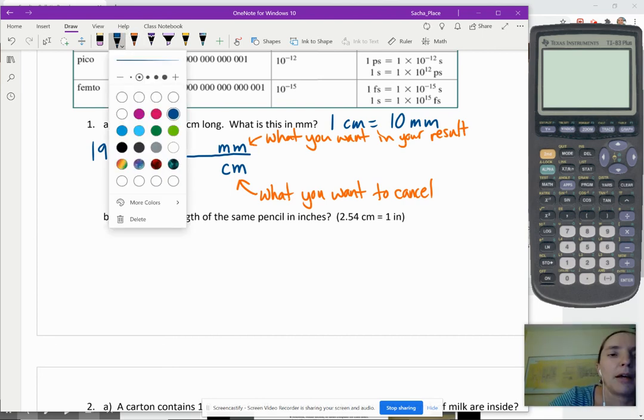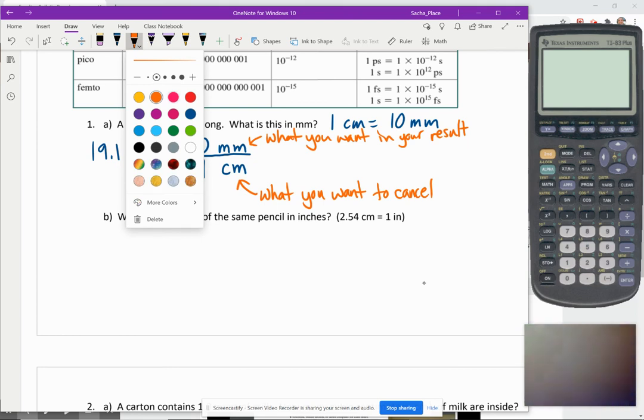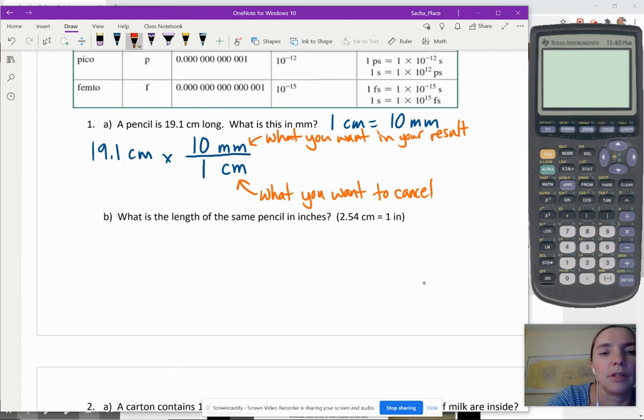So now I'm going to look at my equality. My equality says that there's 1 centimeter for every 10 millimeters. So the number 1 goes next to centimeters, and the number 10 goes next to millimeters. So 1 centimeter for every 10 millimeters. So what this does is it lets me cancel out some of the units. Centimeters are on the top, and they're also on the bottom, so they cancel out. Centimeters divided by centimeters, it goes away. So now I can see that my unit is going to be millimeters.